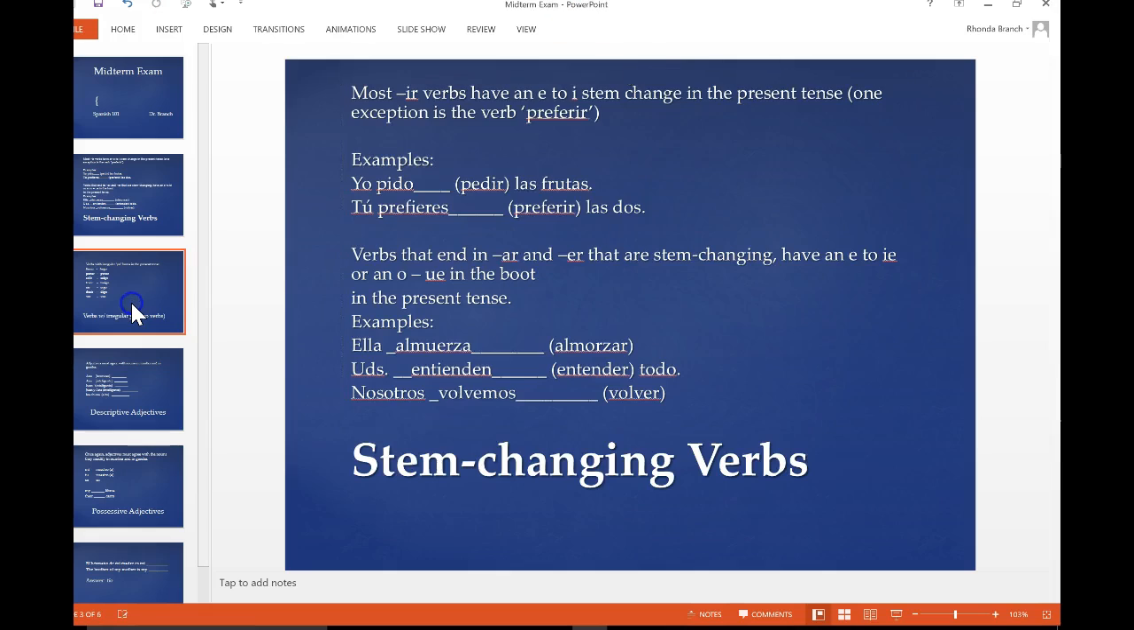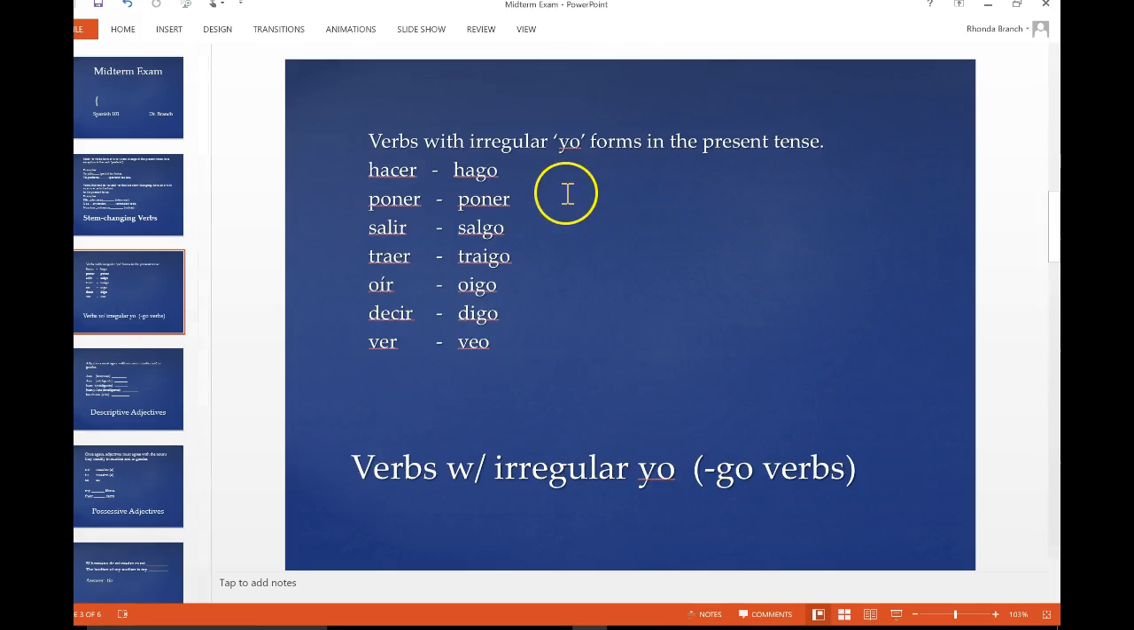Let's move right along. We can't make this too long. Okay, verbs with yo form. If you see on the exam that it states to fill in the blanks or provide the correct present tense form of the verb, and you see hacer, poner, salir, traer, oír, decir, ver, these are verbs with irregular yo forms. In other words, first person singular has those forms. If you do not have yo, it's pretty much simply a regular verb. Only if you have yo are you going to have that irregular form.